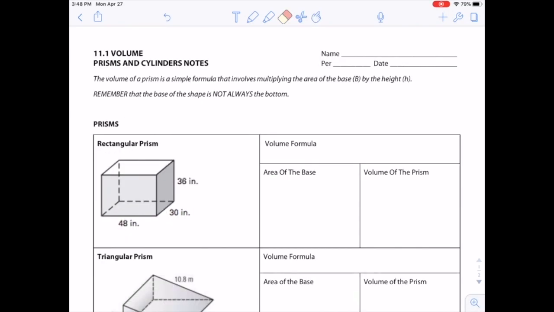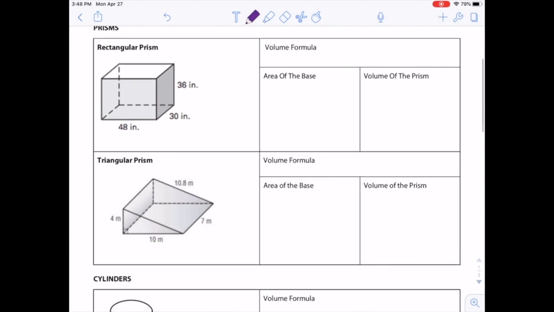Okay, so before we start finding the volumes of prisms and cylinders, we have to also remember that the base of a shape is not always the bottom of the shape. For rectangular prisms, it is. It can always be the bottom, but it's that shape that's parallel. So a triangular prism, the reason why it's called a triangular prism is because the triangle is the base. So even if the base is not on the bottom, it's still the base.